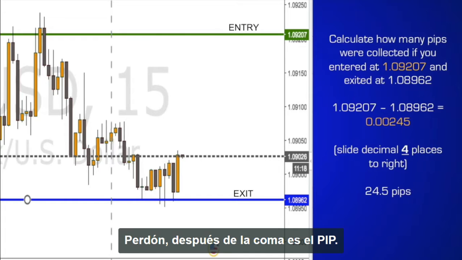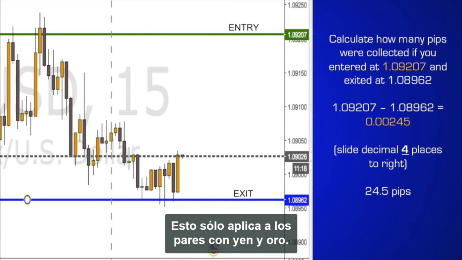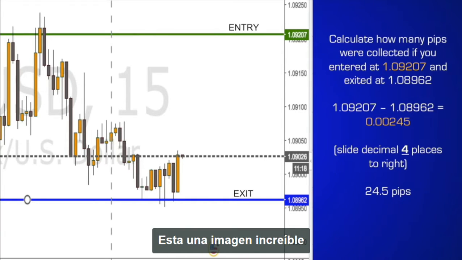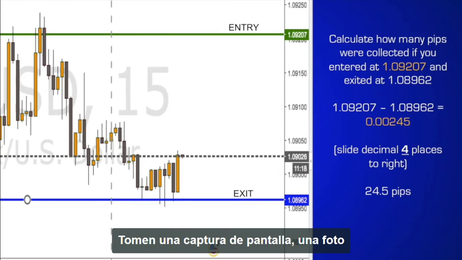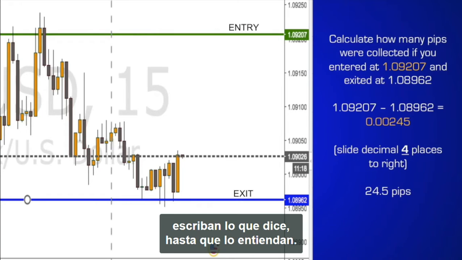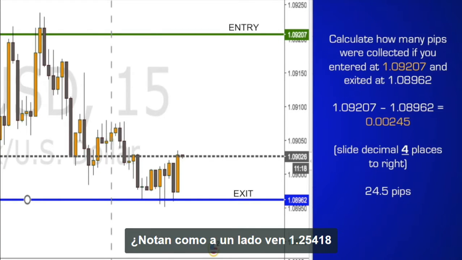Now, of course, there are fancy tools like on MetaTrader 4 or TradingView, but to get you started, this is how it works. So let's say you enter, and I already have the entry price at 1.09207, and you exit at where the blue is at 1.08962. What do you do? You are going to subtract those numbers. It's going to equal 0.00245. You can slide the decimal over 4 places to the right, and then you end up with 24.5 pips.